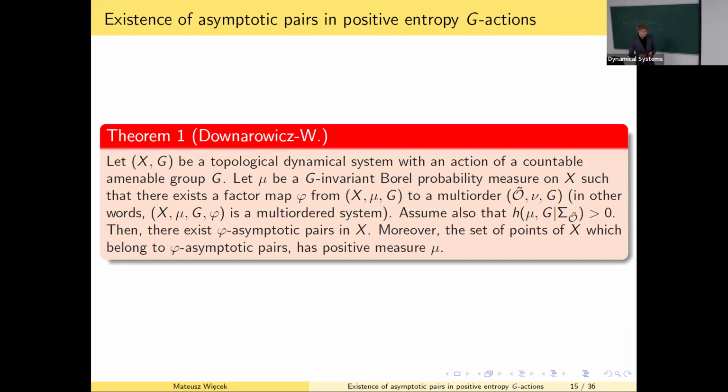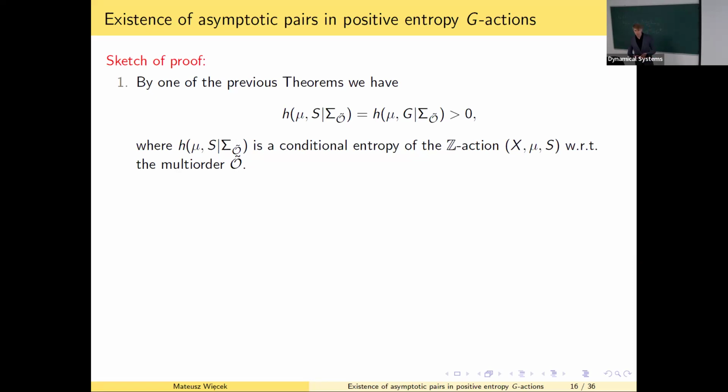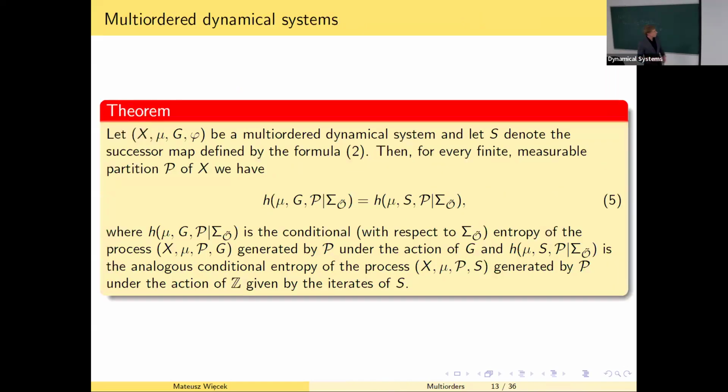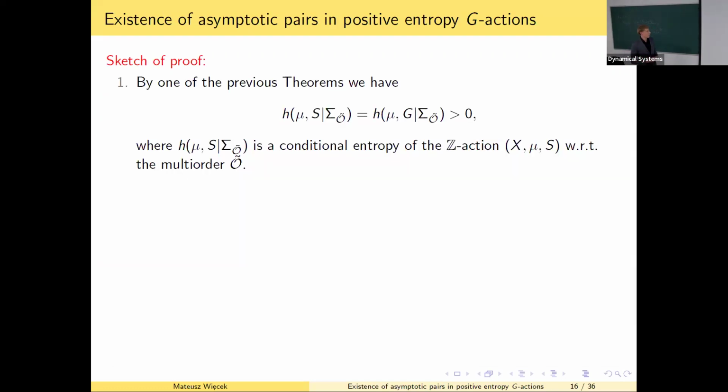And I would like to present you the sketch of the proof of this theorem, because this proof is not as long, because we are using this orbit equivalence with the specific Z action to transfer from the amenable group actions to the Z actions and to use the known results for Z actions. So firstly, we are using this formula to obtain that since the conditional entropy of mu with respect to the multi-order is positive, then we also have that the conditional entropy of mu under the action of the successor map is positive.